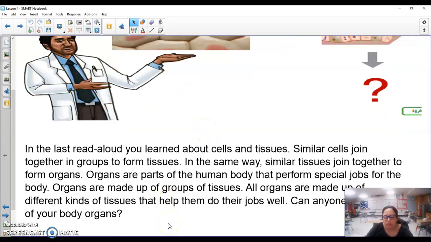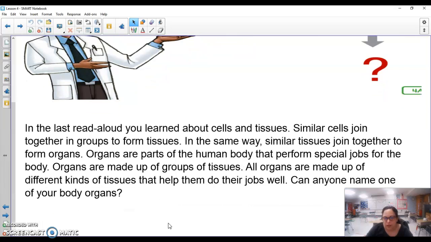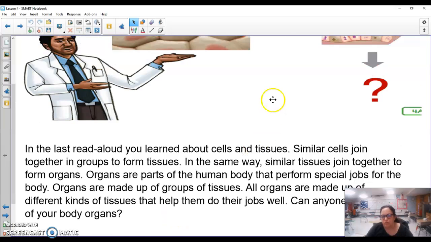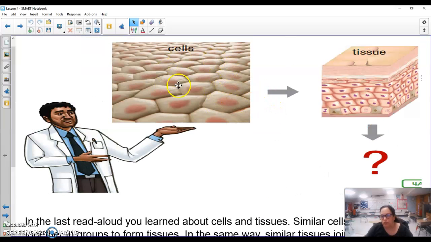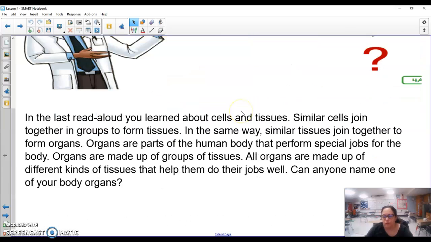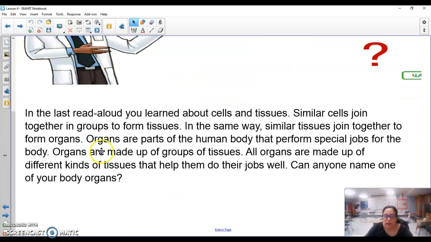Similar cells join together in groups to form tissues. In the same way, similar tissues join together to form organs. So remember, your cells form your tissues. So here's your cells. They form the tissue, and then your tissue is what forms the organs. And organs are a part of the human body that perform special jobs for the body.